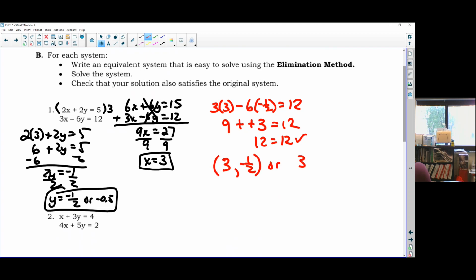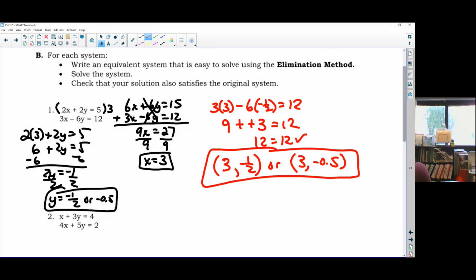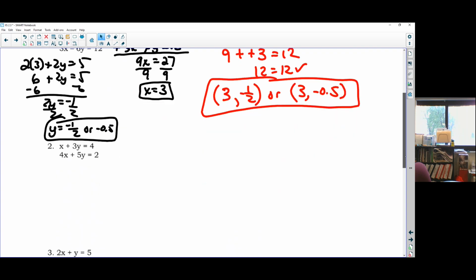Or again, I can write it like this also. Either solution works. And again, so we kind of eliminate that way by stacking them up. It's like the old traditional adding. Okay. So again, you can take the method that works for you and use it.